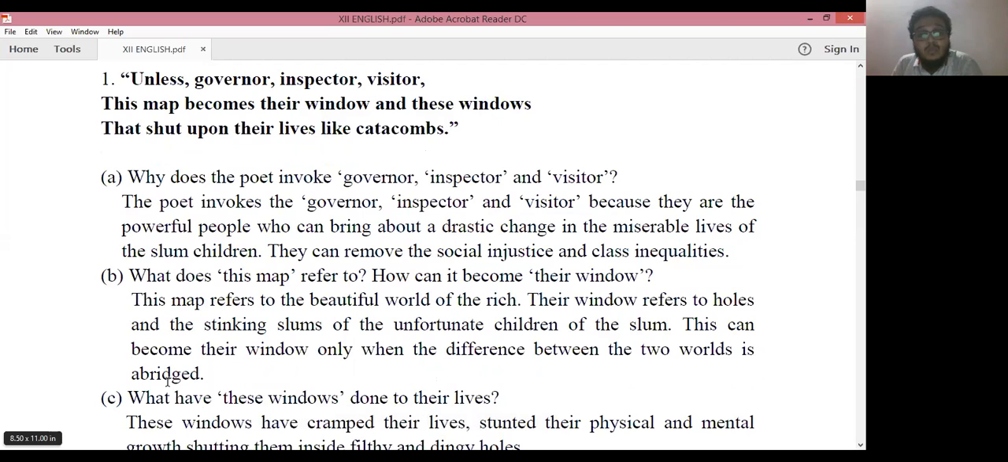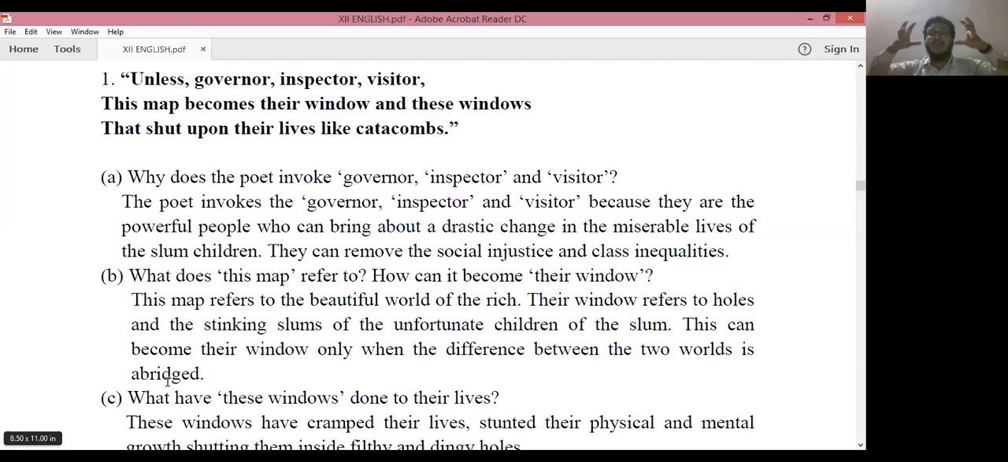This map refers to the beautiful world of the rich, showing how the rich people are living. Their world refers to the holes and the stinking slum of the unfortunate children of the slum. So "there" refers to the slum people, slum students, and this can become their window only when the difference between the two worlds can be appreciated.